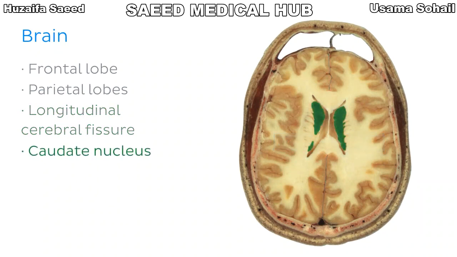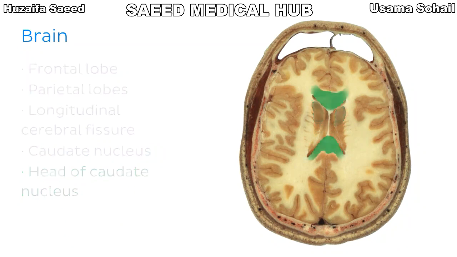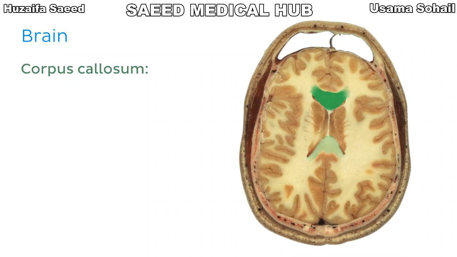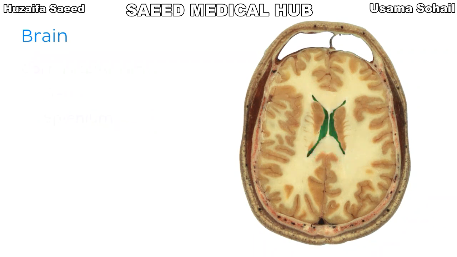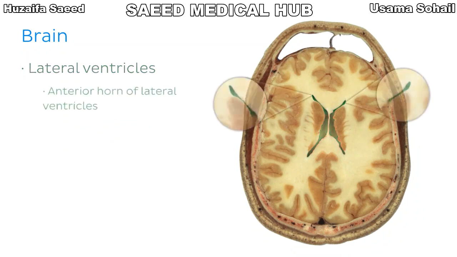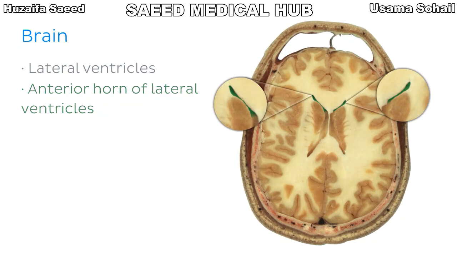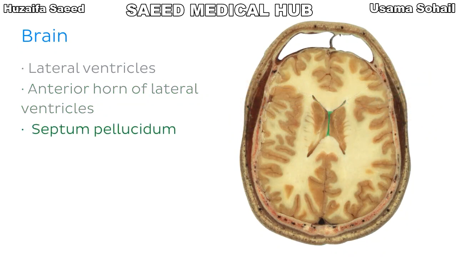The caudate nucleus, at the level of which the cross-section has been taken, is the structure we identified next. We specifically saw the head of the caudate nucleus as well. And the last structure of the brain that we looked at was the corpus callosum, but two specific parts of it. Firstly, the genu more anteriorly, and the splenium more posteriorly. And still within the brain, we began to identify components of its ventricular system. We saw the left and right lateral ventricles. More specifically, we could also identify the anterior horn of the lateral ventricles. And finally, we saw the septum pellucidum, which forms the medial walls of the lateral ventricles.